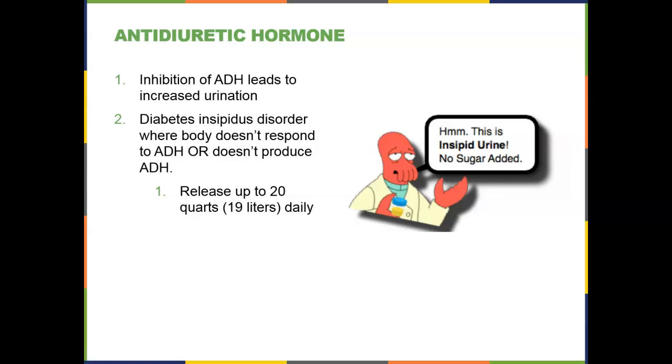Diabetes insipidus is a disorder where our body either isn't responding to antidiuretic hormone or our body isn't producing antidiuretic hormone. And in this case, we can produce tens of liters of urine daily. So a typical individual will release about 1 to 2 liters of urine, depending on how hydrated we are. In diabetes insipidus, the individual can produce 20 or more liters of urine in a day. So it's a lot of urine.